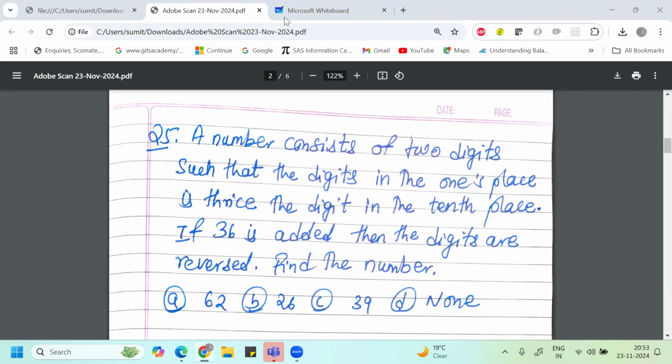Do with option. You will get the answer very fast. I think 26 is the answer. Yeah, 26 is the answer.